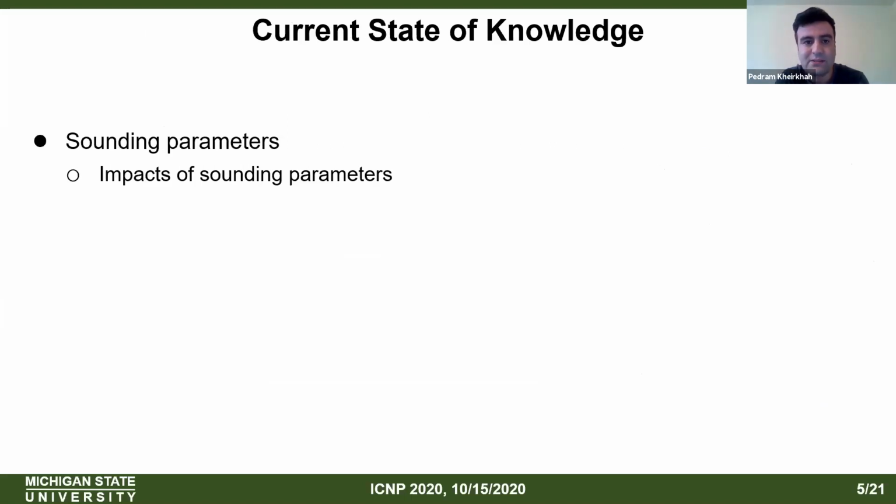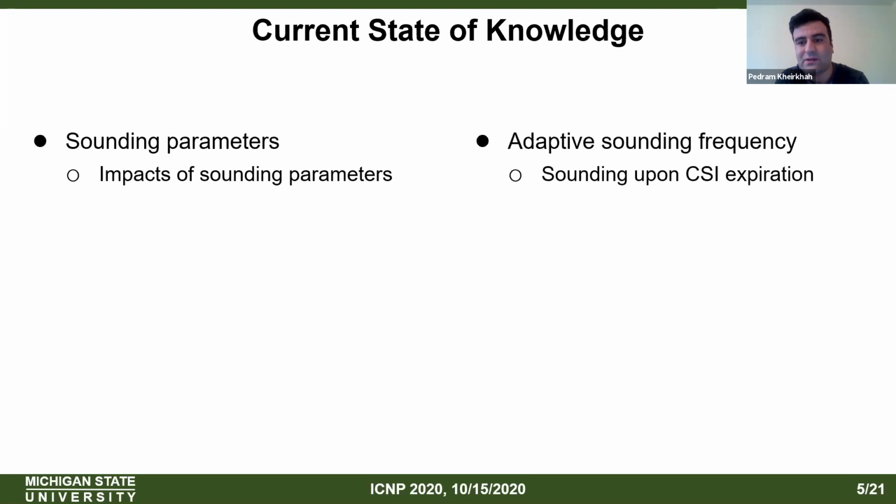In this regard, some work suggests we should tune the sounding parameters. The first step is exploring the underlying relation between the sounding parameters and the throughput, and then we can set the parameters optimally. Another direction is adaptive sounding frequency. Instead of having a fixed sounding interval, we can do the sounding adaptively, and we can leverage the CSI as long as it is valid. For example, in a static environment, we can use CSI for a longer time, and we can bypass some sounding phases and save airtime.